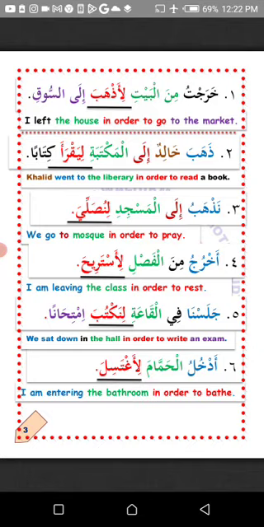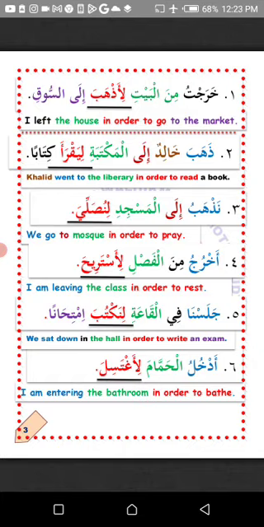اثنان, number 2. ذهب خالد إلى المكتبة ليقرأ كتابا. ذهب خالد إلى المكتبة ليقرأ كتابا. That means ذهب خالد إلى المكتبة. Khalid has gone to the library, or Khalid went to the library. ليقرأ كتابا, so as to read a book, or in order to read a book.